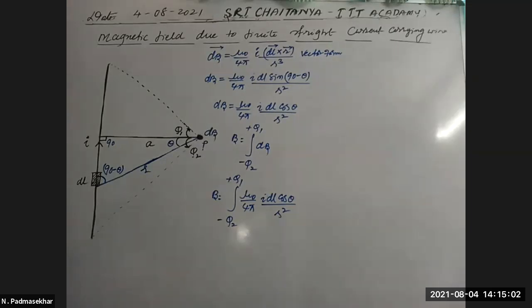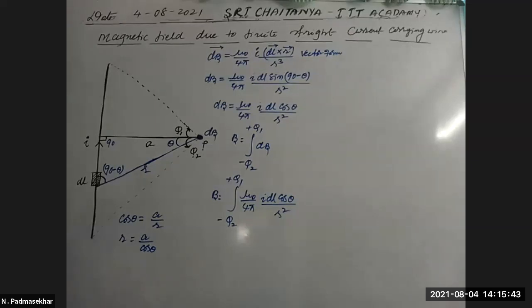Now here, what is cos theta? In this triangle, this is theta, this is a, and this is r. Cos theta is equal to a by r. So r is equal to a by cos theta.